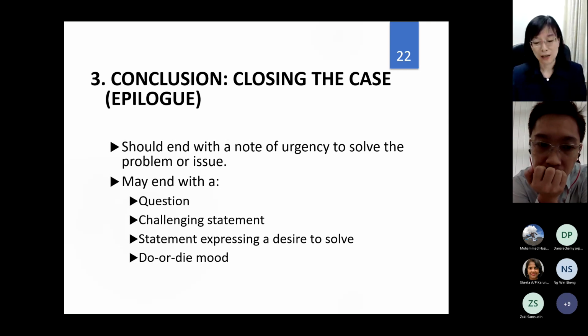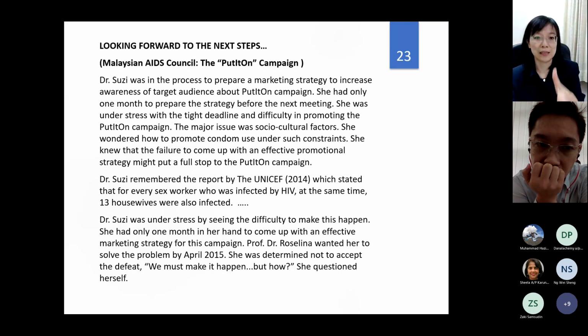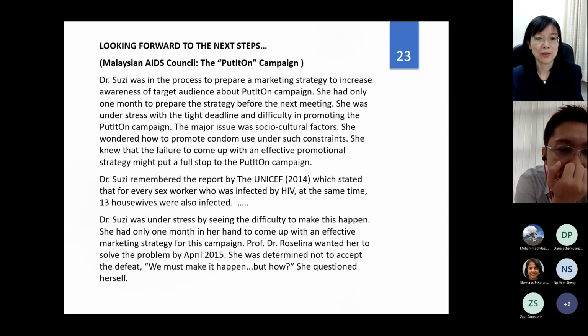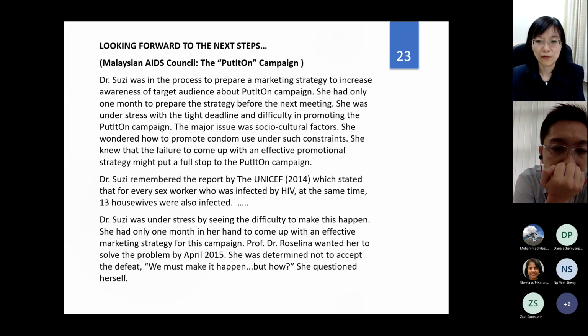Yeah, you will see that in this example, the Asian AIDS Council one, this is their epilogue. So they ended with: Dr. Suzy was in the process of preparing a marketing strategy to increase awareness of the target audience about the Put It On campaign. She had only 1 month to prepare the strategy before the next meeting. She was under stress with the tight deadline and difficulty in promoting the Put It On campaign. The major issue was social cultural factors. She wondered how to promote condom use under such constraints.